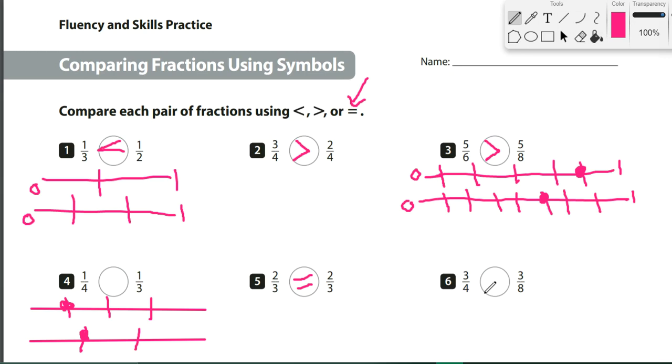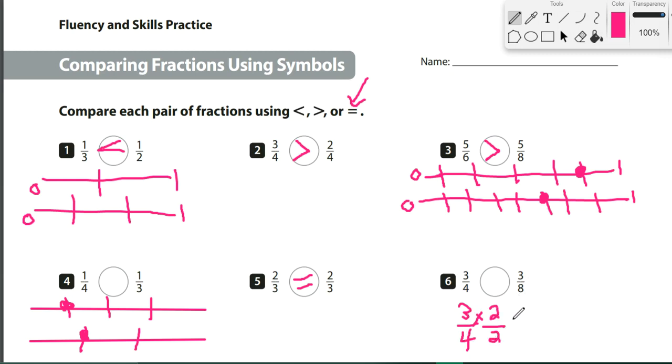All right, here we have 3/4 and 3/8. So I know that 4 and 8 have something in common. I know I can turn a 4 into an 8. So I'm going to go ahead and do that real quick. I'm going to multiply to turn my 3/4 into 8s and see what fraction I get. So I would multiply by 2 to get 8. What I multiply the bottom by, I must multiply the top by.